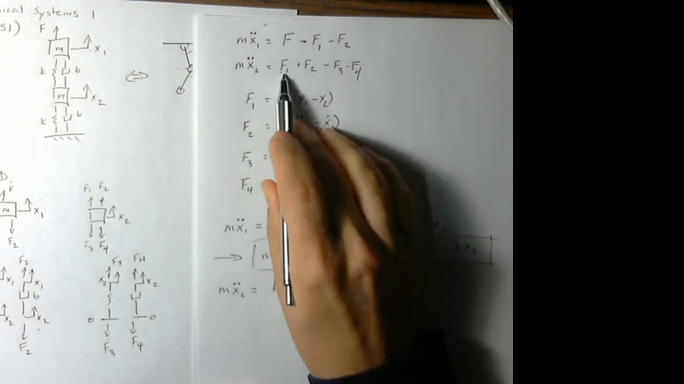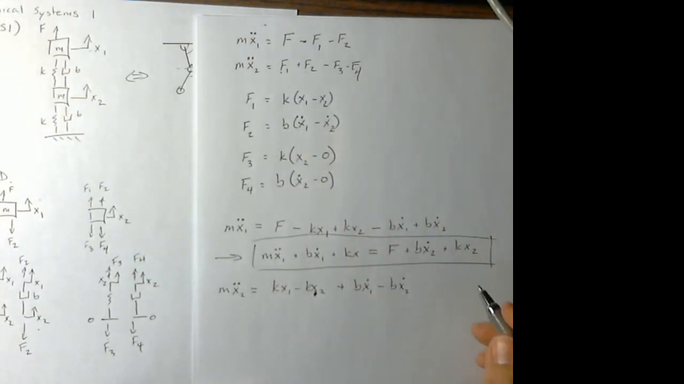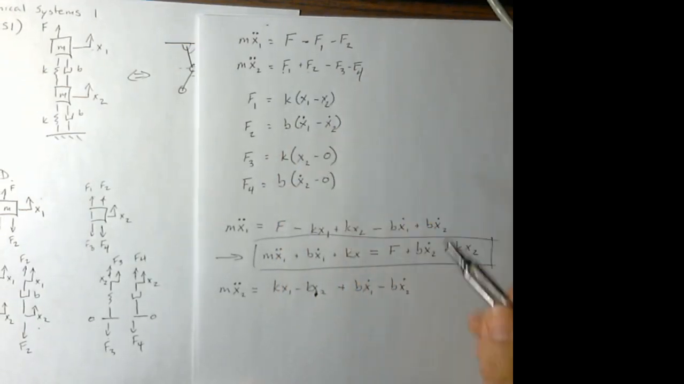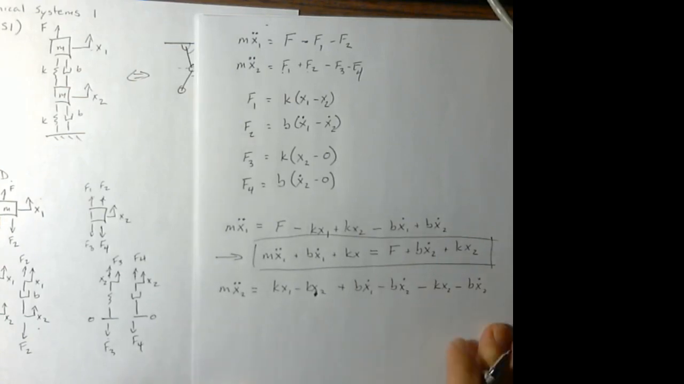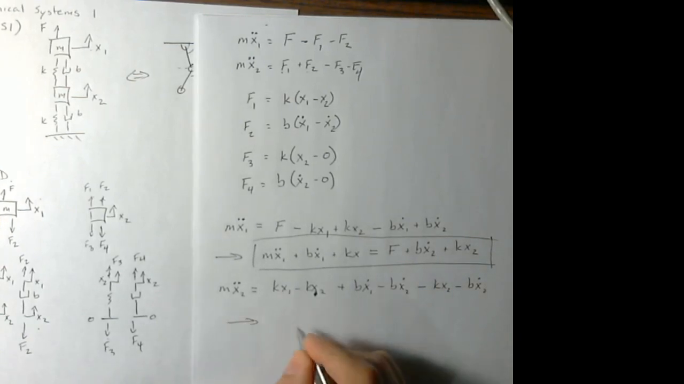So that takes care of F1 and F2. Now we also need F3 and F4, so those are just x2s. So here we now see negative K x2, negative B x2 dot. Reorganize that, and here's what we get.